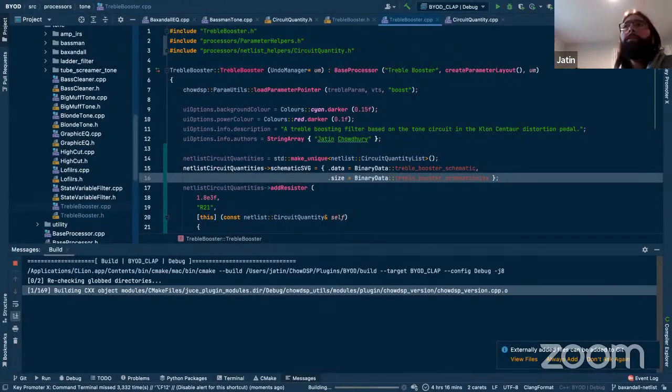Cool. Yeah, so we should be able to build it now and see the actual circuit schematic, which is going to take a minute because it's a full build because I had to change around the binary data. I've actually been thinking about moving away from binary data for BYOD just because there's so much of it. But I don't know, I haven't decided yet. Maybe, maybe not.